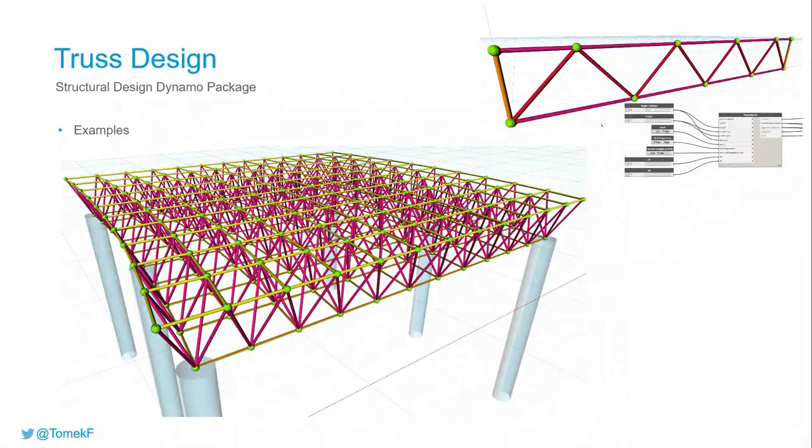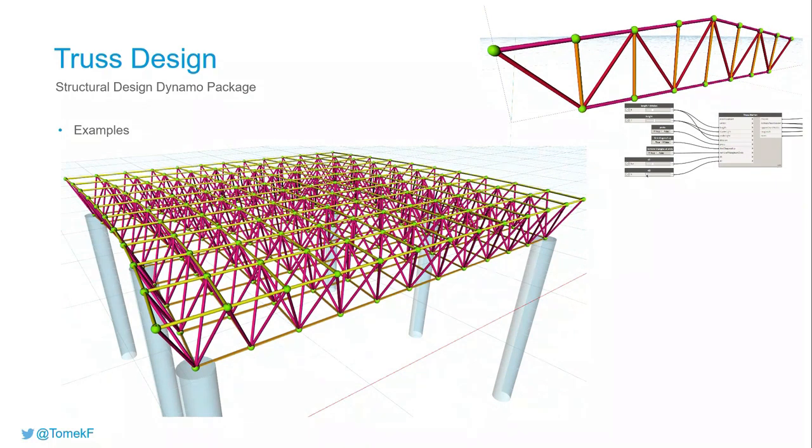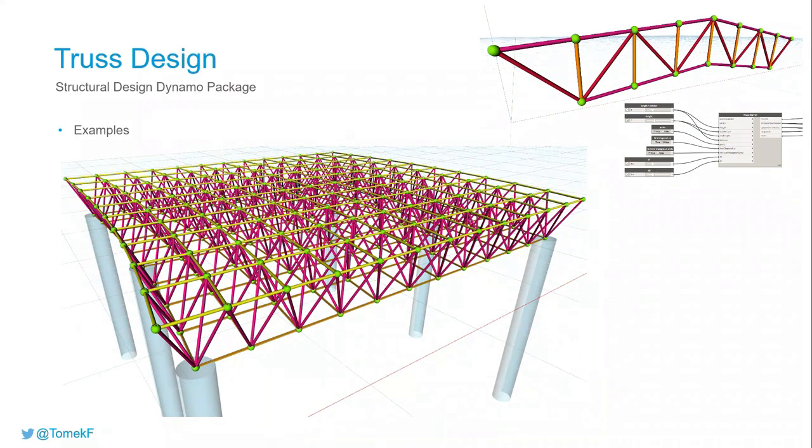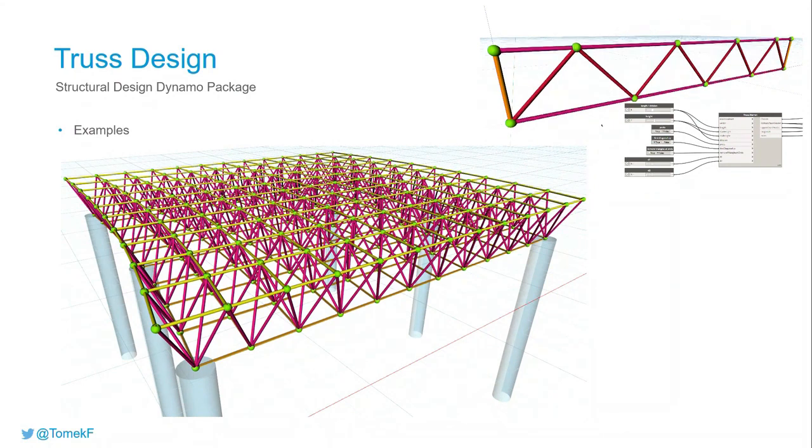This is what you can get in Dynamo using these singular nodes. So this is not a script. This is just one node that gives you such geometry. Spatial truss with one node. Warren truss with different variants, options, simply playing with some input parameters.